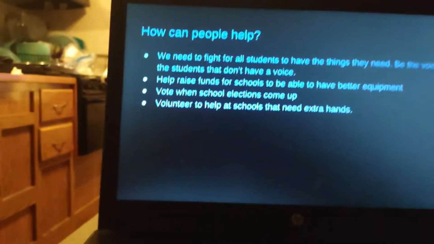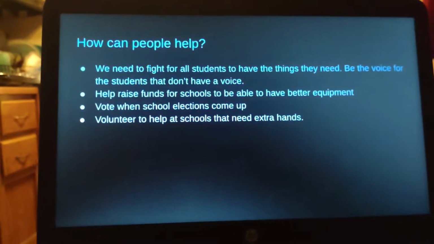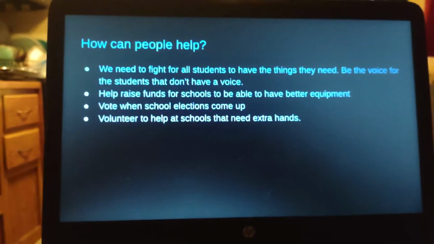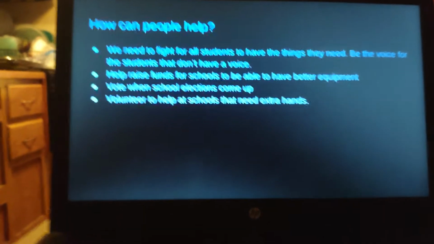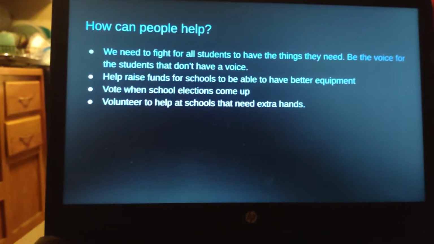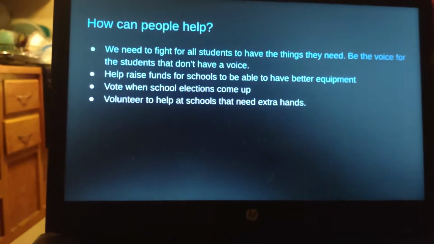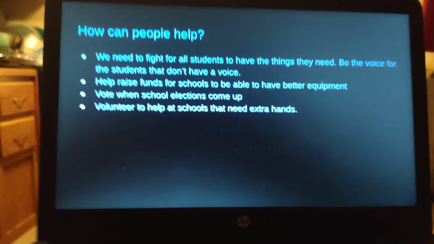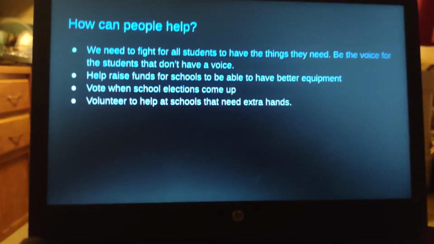So we need people to be able to stand up and fight for these kids. Be their voice, because they don't have one. Stand up, make petitions, help raise funds for these schools to have better equipment, so they can actually have wheelchair swings or whatever we are needing. When it comes to school election time, vote for the people that are going to help put stuff in place that these kids need, and volunteer at the schools. See what you're not seeing daily. See how you think you could help in each of these places, and just be an extra hand.